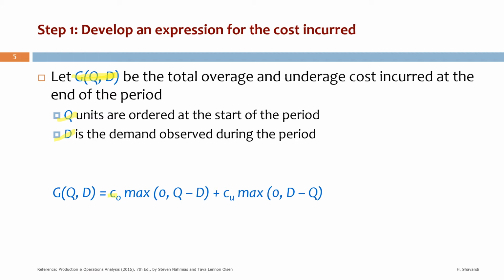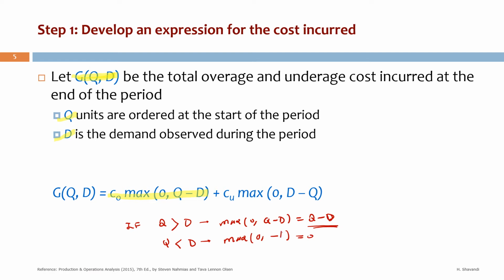So the G(Q, D) will be like this. The first term is Co, the unit overage cost, times the maximum between 0 and Q minus D. So in this case, if Q is greater than D, then the maximum between 0 and Q minus D will be Q minus D, right? Then we have the overage case, and Co will be multiplied by Q minus D. But if Q is less than D, then the maximum between 0 and a negative number will be 0, right?